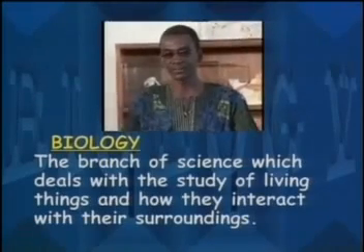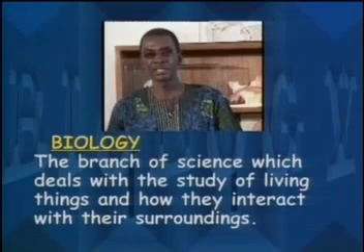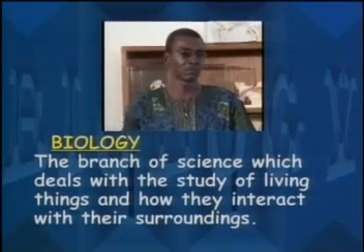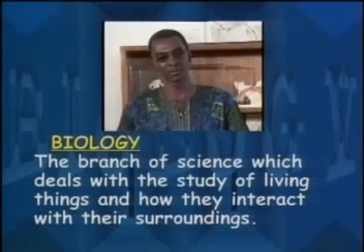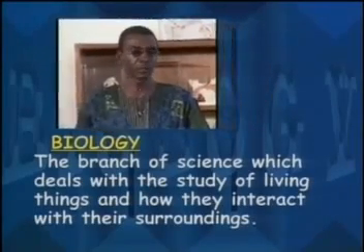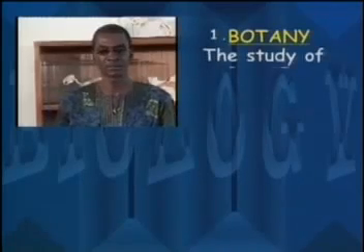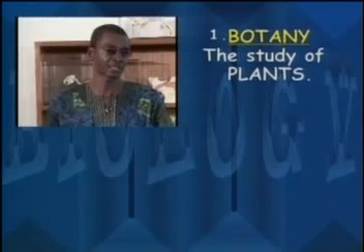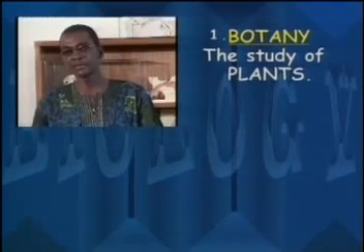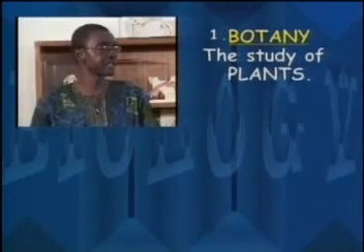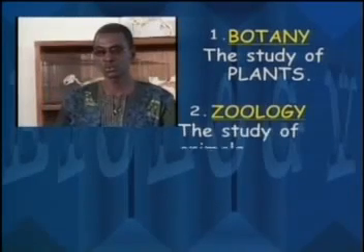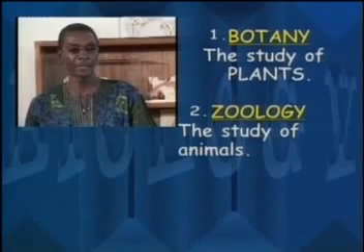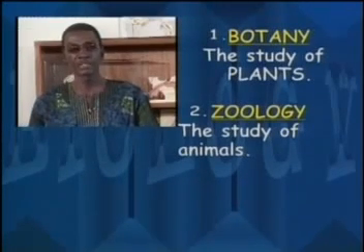Branches of biology. Biology is placed in branches based on the type of organism that is being studied. Example, 1, botany. Botany is the study of plants. So anytime you see botany, it is studying plants. 2, zoology. Zoology is the study of animals. Zoo means animals.